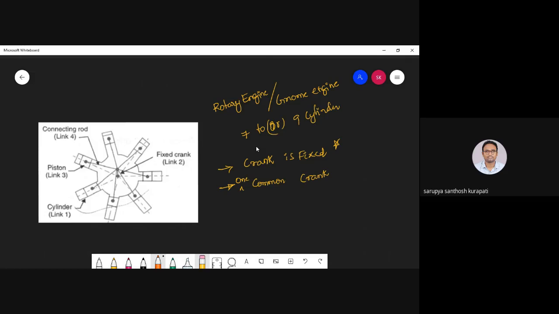Now what I'm going to do is highlight in the figure, so you can see the highlighted portion. At one end is the center, so I'm naming it as O, and the other end I'm naming as A, and to this point A, this is the crank, the orange color.